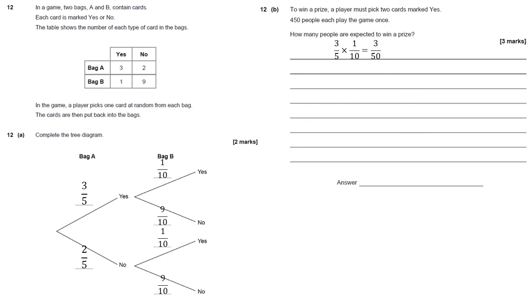So the probability of this is 3/5 times 1/10. If we look at our tree diagram, they're the probabilities for the yes paths. Multiplying them together gives us 3/50. So the expected number of people is going to be our probability of 3/50 multiplied by the number of people, which is 450. 450 divided by 50 is 9, times by 3 gives us 27 people.